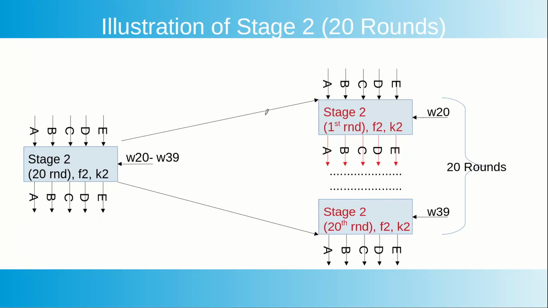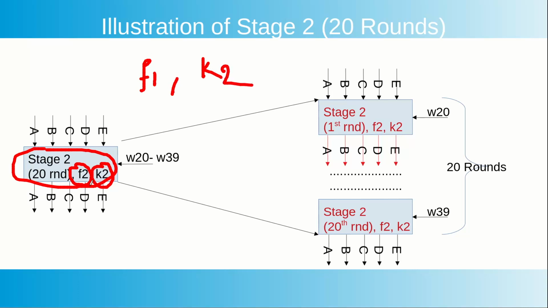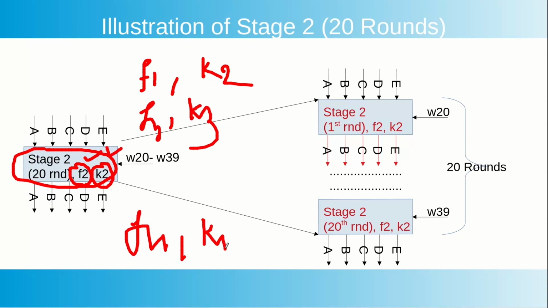Okay. So this is our stage 2. Recall, we have taken two new things, one is a function, another is a constant, and that will only be the difference between stages. So stage 1 will have function 1 and constant 1, stage 2 will have function 2 and constant 2, stage 3 will have function 3 and constant 3, stage 4 will have function 4 and constant 4. So that is the only difference, otherwise all other things are exactly same.